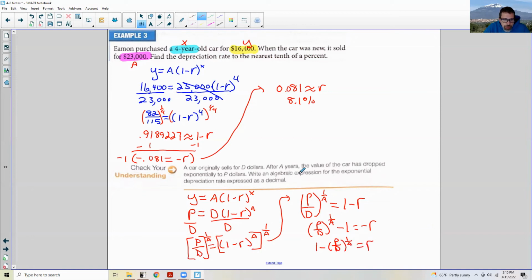So it says write an algebraic expression for the exponential depreciation rate represented as a decimal. Okay, so I'm just going to get that out of the way because it didn't say write an equation. It said write an expression for the depreciation rate. So it's 1 minus P over D to the power of 1 over A. And there you have it.